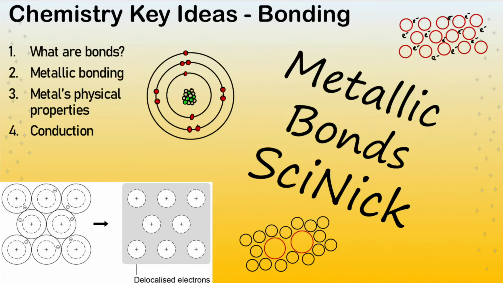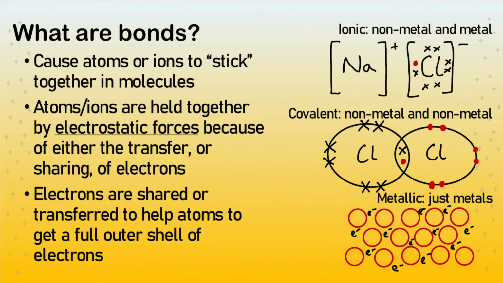In this one we're going to be looking at metallic bonding. We'll cover what bonds are, just briefly. We'll look at what metallic bonding is and why it has special properties, what the physical properties are, and then why it can conduct thermal energy and electricity. Let's go.